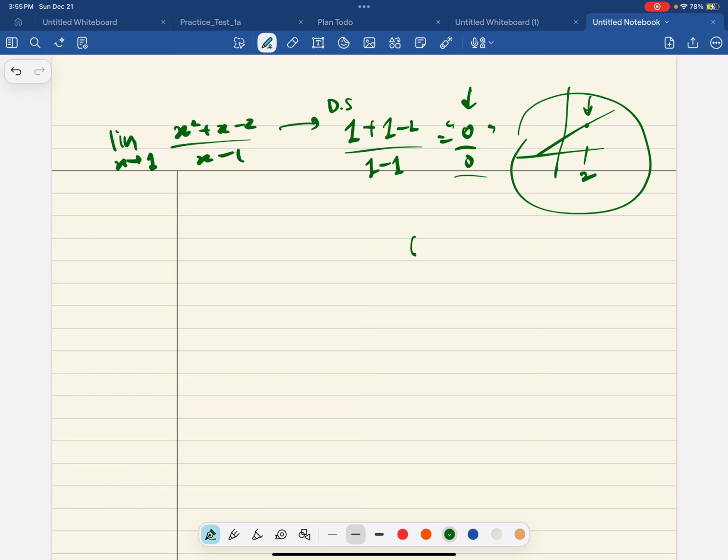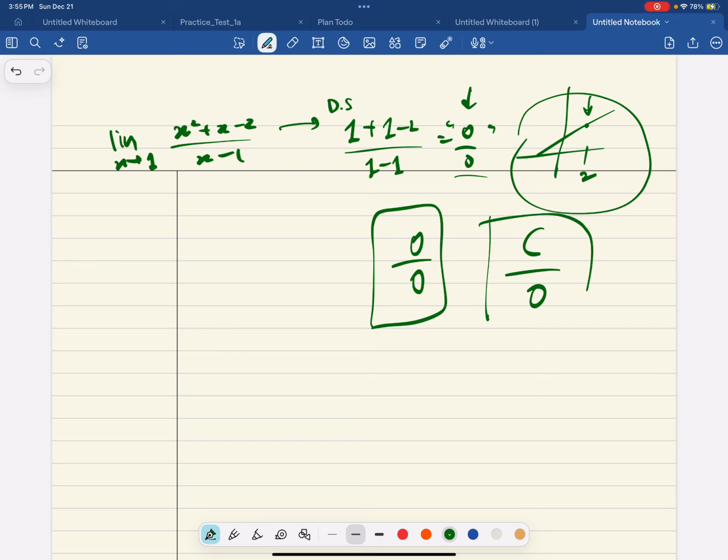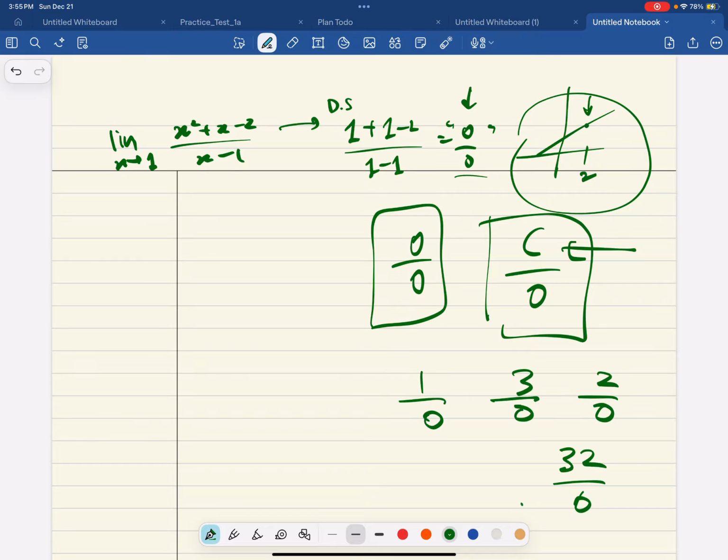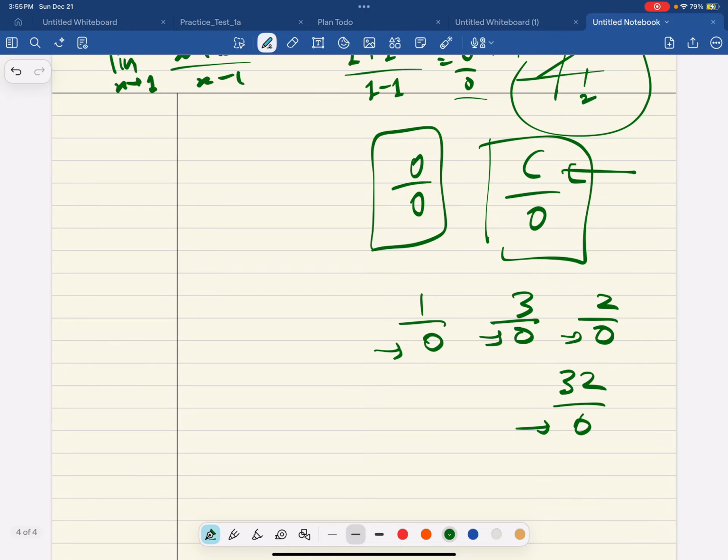By plugging in, there are two types of answer that you're going to get. It's either a 0 on 0, remember all the time, or C on 0. By C, I mean constant. Any constant. It could be 3 on 0, 2 on 0, 1 on 0, 32 on 0. Anything that is on top of 0 is very unique, and we're going to look at what these are. I'll actually spoil it for you. It's an infinite discontinuity. It could be a plus or minus infinite discontinuity.